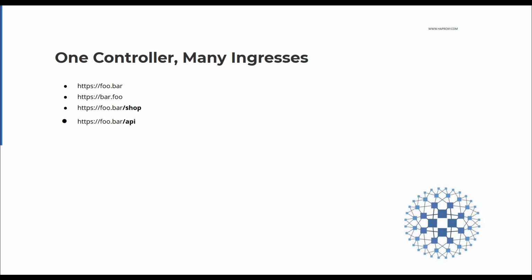And the other way to do it would be to say, I just want to use one domain name, maybe it's foo.bar, and any URL path like /shop or /API is going to be split off and go to the right service depending on whatever that string is. So that's the other way that you could do it, depending on how you set up your ingress.